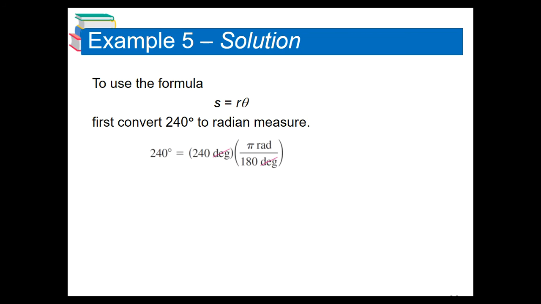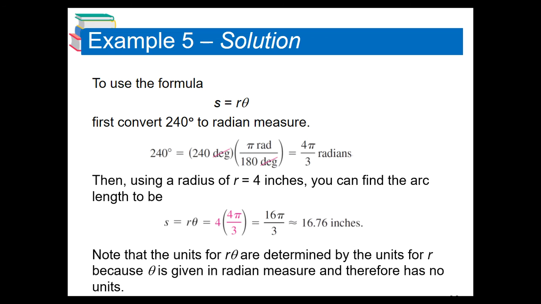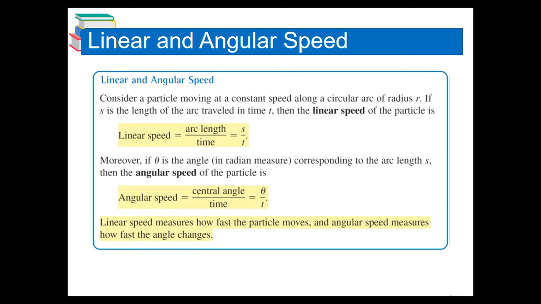Not real hard. And there they go. They're converting it to radians, and then they're multiplying it by the radius of 4. And notice they get 16 pi over 3, which is about, they rounded to 2 decimal places, 16.76. Note that the units for theta are determined by the units for r, because theta is given in a radian measure and therefore has no units. So you have to look to the radius for the units, whether it's inches, feet, yards, whatever. All right, a couple other things that deal with that: linear and angular speed.